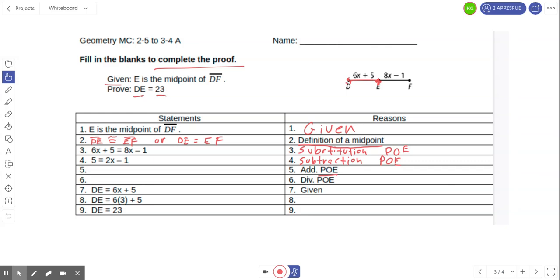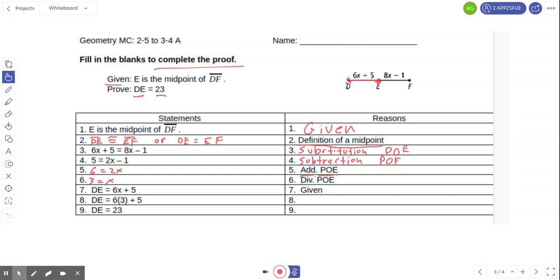All right, the next thing, we need to use the addition property of equality, because what we're going to do is we're going to add 1 to both sides. So 5 plus 1 is 6, and 2x minus 1 plus 1, well, the minus 1 plus 1 cancels out, and it's just 2x. And they want us to use the division property of equality, because algebraically the next thing we would do here is divide by 2 on both sides, and that would give us 3 equals x.